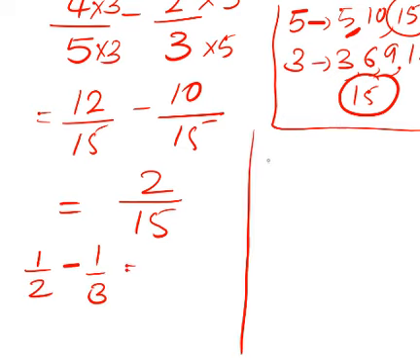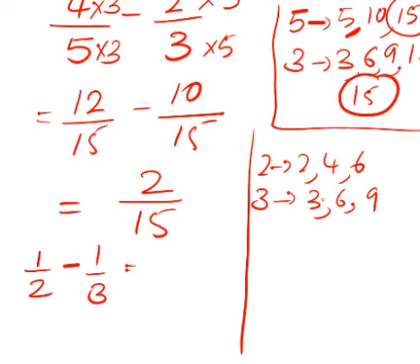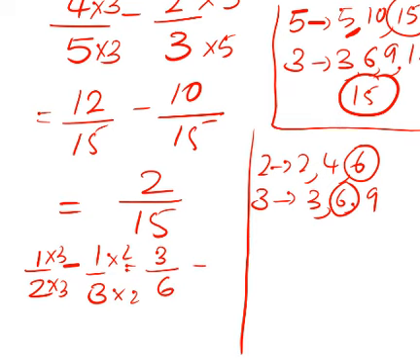So the multiples of 2 are 2, 4, 6, etc. Then multiples of 3 are 3, 6, 9, etc. So the least common multiple is 6. Then 2 times 3, 1 times 3, 3 times 2, 1 times 2. The question changes to 3 over 6 minus 2 over 6. So this is equal to 1 over 6.